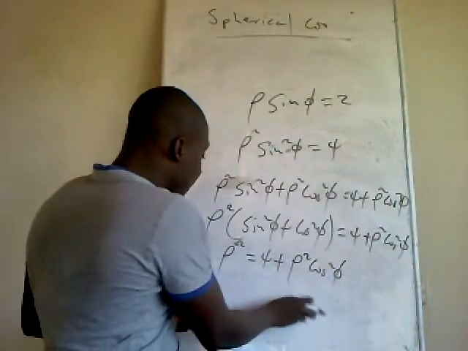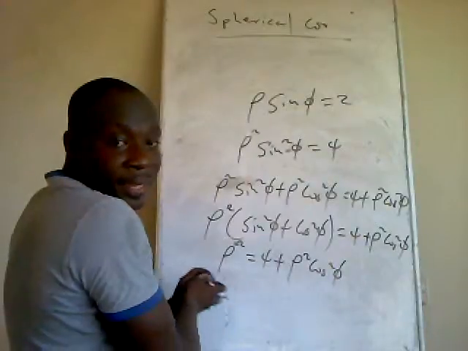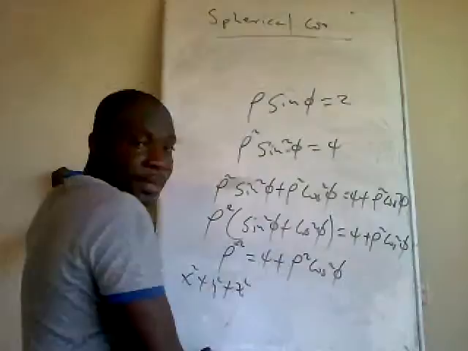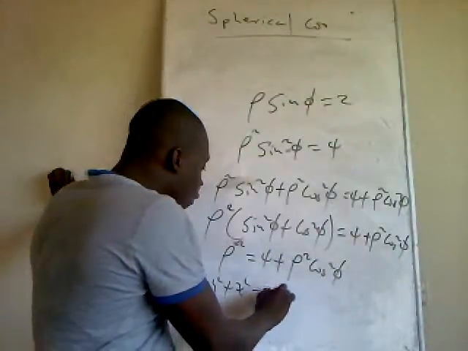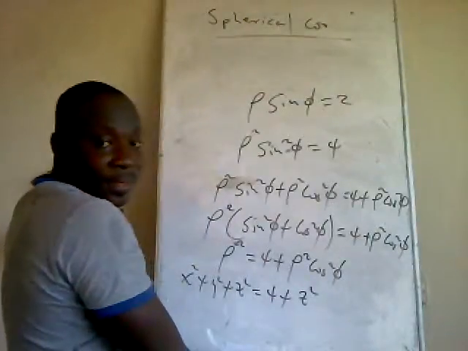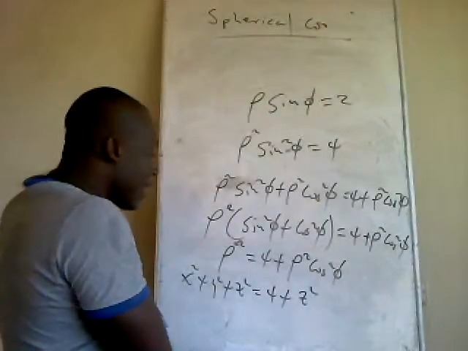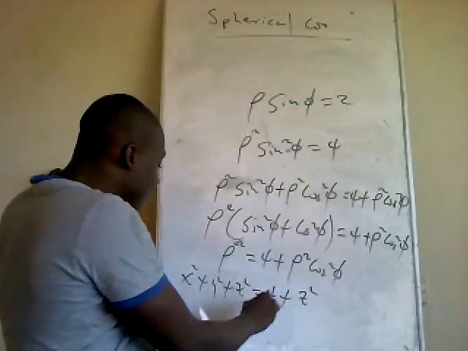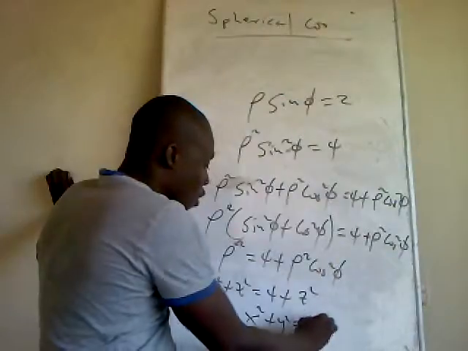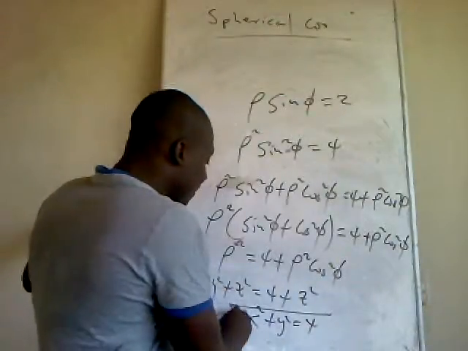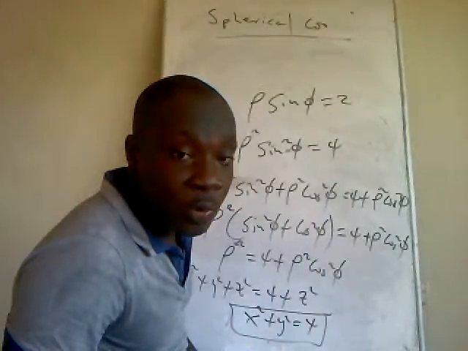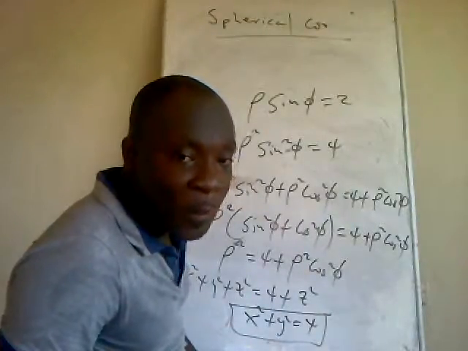Now, what do I see here? Rho squared, right, is x squared plus y squared plus z squared. Remember, rho squared cos squared phi is z squared. So this is equal to 4 plus z squared. Now subtracting z squared, it will cancel. So I have x squared plus y squared is equal to 4. And this is a cylinder of radius 2 in rectangular coordinates.